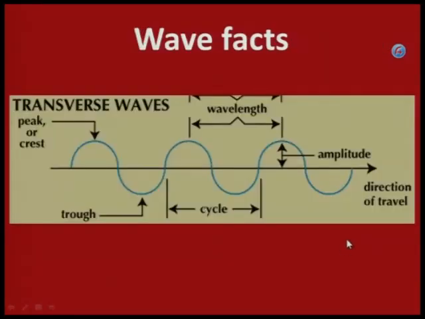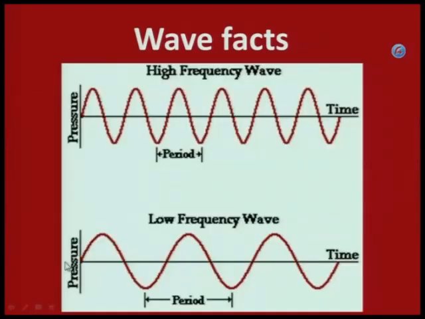Let's recap the transverse wave quickly. This is a peak and this is a trough. This is a cycle from the beginning of a peak to the end of a trough, and that is the amplitude, which is the height of that peak. And from the middle of one peak to the middle of the next peak is the wavelength. This is just a recap.